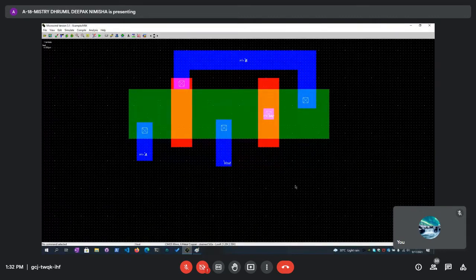Okay. So this green is N diffusion. Two polys, one poly. An input A is applied to this one. Here there is an output at the drain, and input B is applied to poly. So what is this? This is B bar.